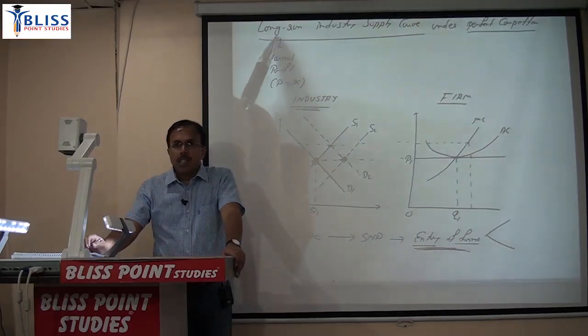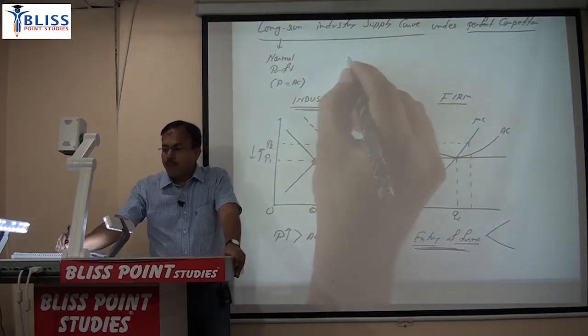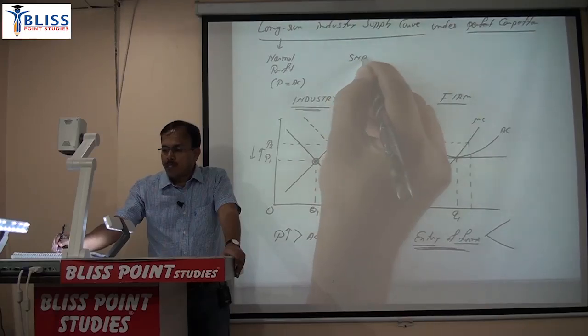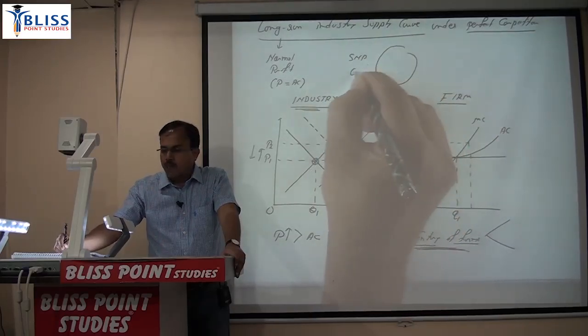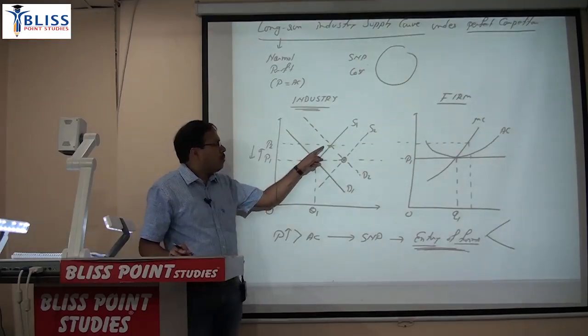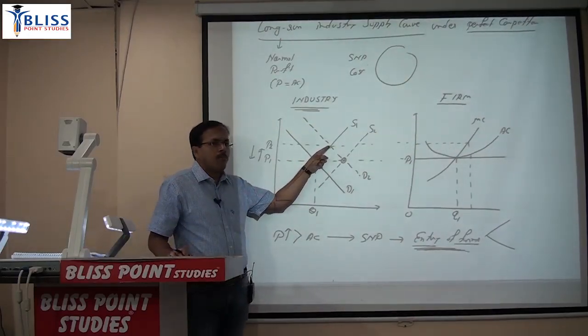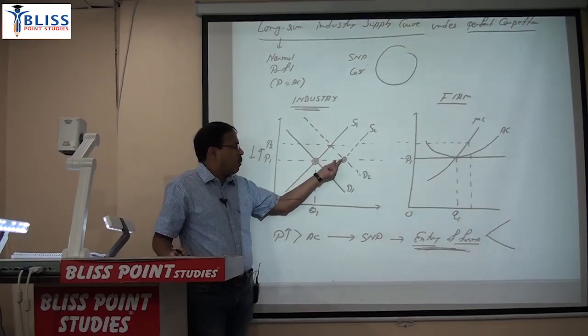Because it is a long run description, and in the long run firms must have normal profit. If there is supernormal profit, new firms will enter, and in the case of loss, firms will continue to leave the market. So this point can't be the point of long run equilibrium, because at that point they were having profit. So they have normal profit here, normal profit here.